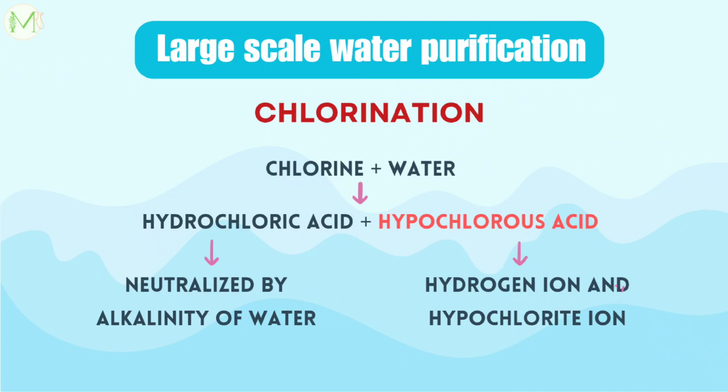When chlorine is added to water, there is formation of hydrochloric acid and hypochlorous acid. The hydrochloric acid is neutralized by the alkalinity of the water. The hypochlorous acid ionizes to form hydrogen ions and hypochlorite ions. The disinfecting action of chlorine is mainly due to the hypochlorous acid. Chlorine acts best as a disinfectant when the pH of water is around 7 because that's when the predominance of hypochlorous acid is seen.